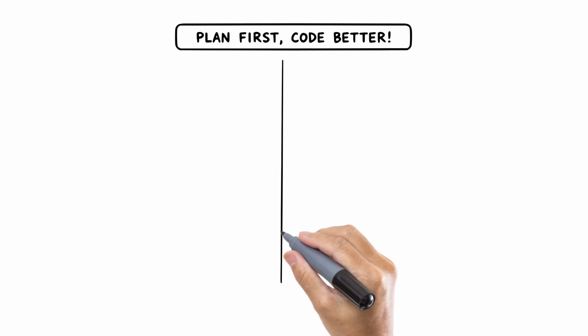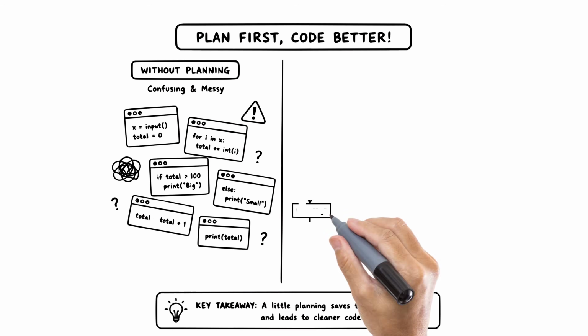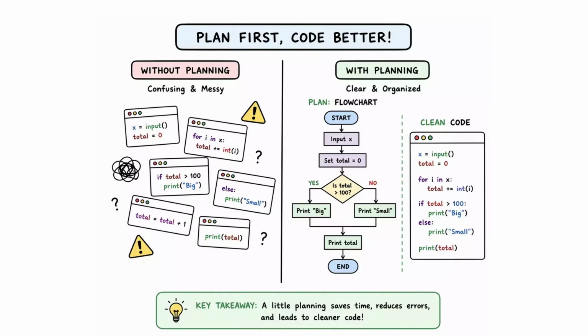A lot of beginners jump straight into code and then get stuck. Flowcharts help you slow down just enough to think first. When the plan is clear, the code gets easier. You make fewer mistakes and you understand your own logic much better.